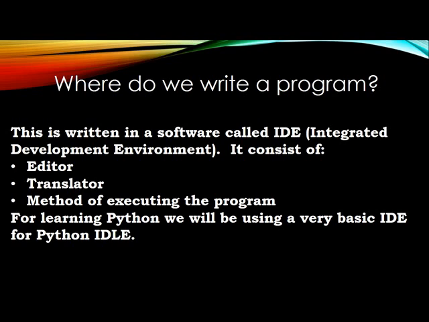And what is the third point out there? A method of executing the program. There should be a process through which you are able to execute the program after translation. So you see, there are three steps over here. First, the editor where you write the program; the translator, which is used to convert whatever instructions you have written; and third, a method through which you will be executing the program.